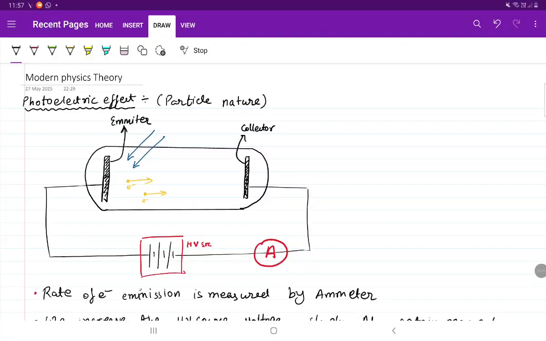Hello everyone. Today in this lecture we'll be covering modern physics theory, and today's lecture is based on the particle nature of light, that is, the photoelectric effect. Before going into the depths of this, let us discuss a little bit of history.